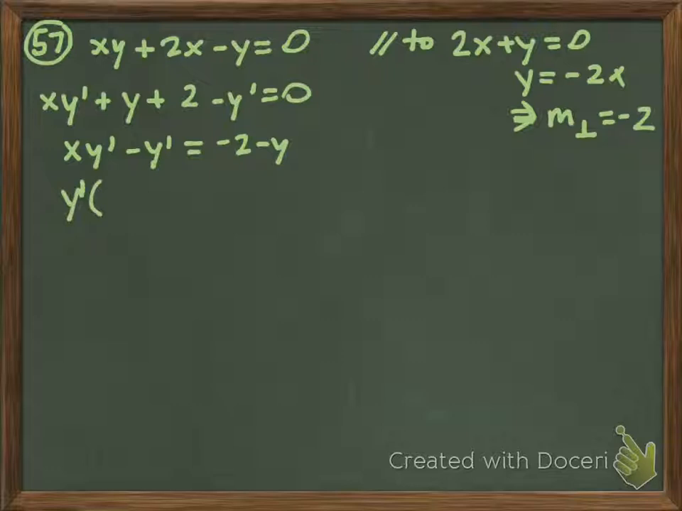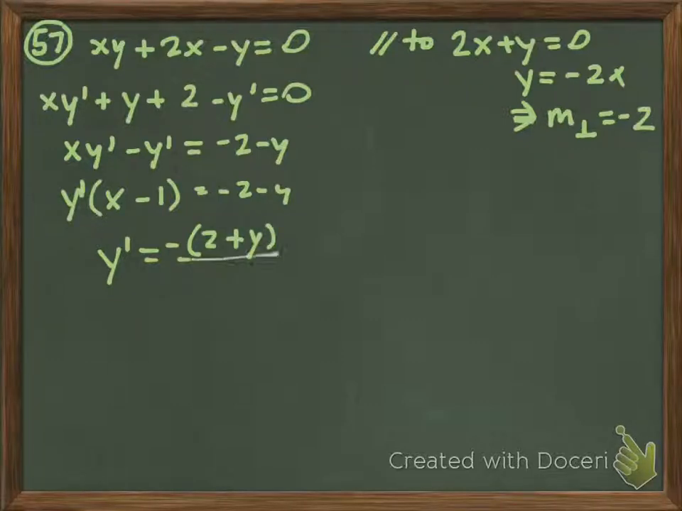All right, so I'm going to take out the y prime, and I get x minus 1 equals negative 2 minus y, and y prime equals negative 2 plus y, quantity, over x minus 1. And I don't need that parentheses, so I'm not going to use it, over x minus 1. So this is my derivative, which would give me the slope of what? Tangent line.